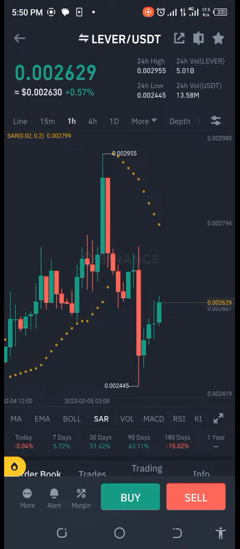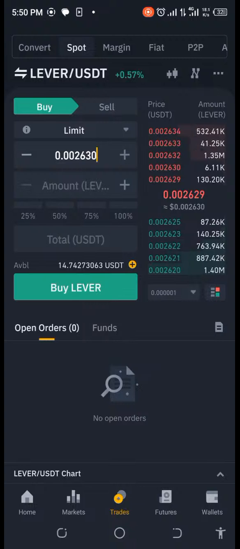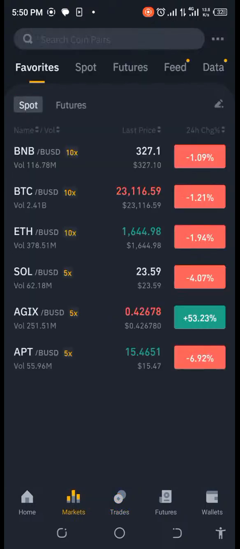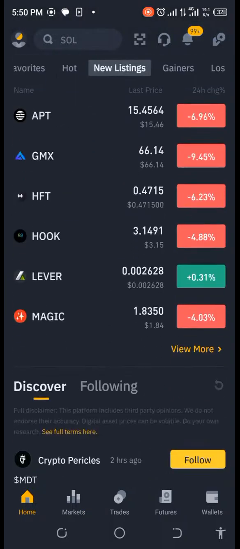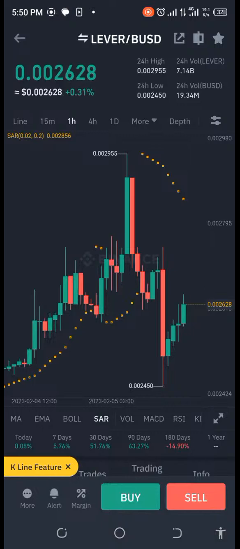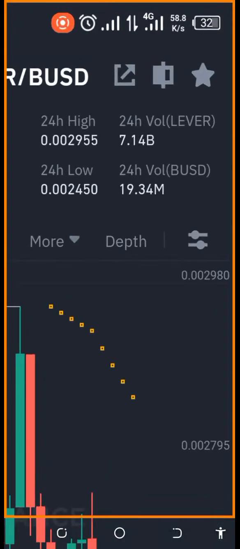Now, let me do a quick recap on what we've done so far. We looked at Lever, which is one of the newly listed coins in the new listing segment, if you remember. We checked the different price ranges, the high and the low, and we saw that it was 2955 within a space of 24 hours, and 2450. So, if we want to buy this, let's choose a lower price. We chose 2590, which we could have actually gone lower, and that sold almost instantly.